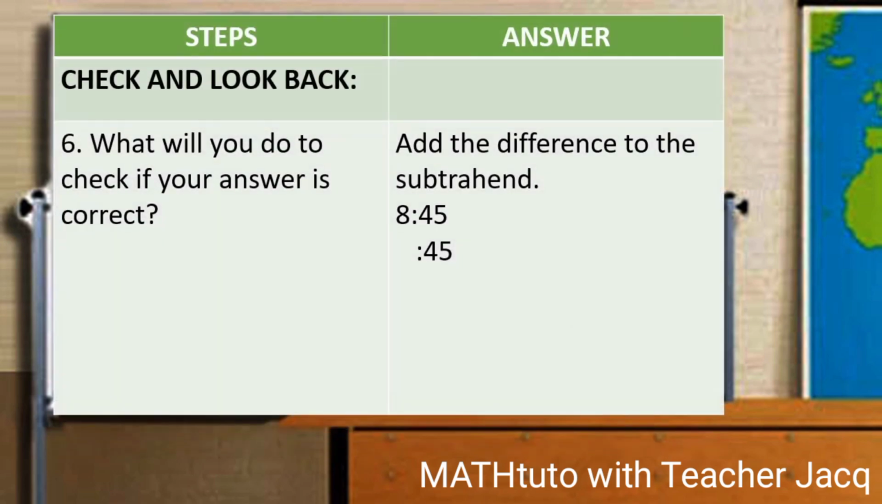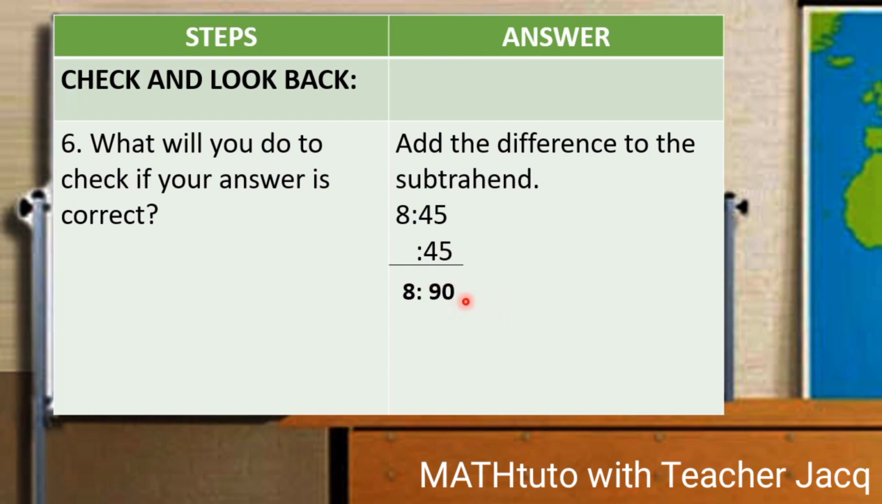The last step is check and look back. So what will you do to check if your answer is correct? So we will add the difference to the subtrahend. So our subtrahend is 45. This is the starting time ng paggawa ni Ann ng kanyang project sa mathematics. So we have 8:45, then i-add natin yung difference na nakuha natin, which is 45 minutes. So, 8:45 plus 45 minutes is 8:90.